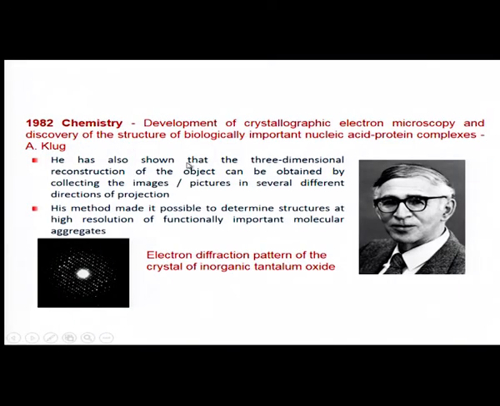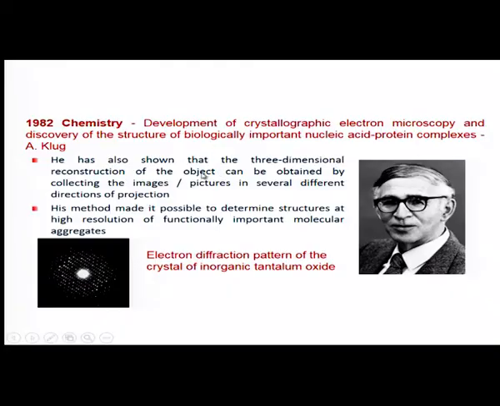The 1982 Chemistry Nobel Prize went to Dr. Klug for the development of crystallographic electron microscopy and discovery of the structure of biologically important nucleic acid protein complexes. Nucleic acid is very difficult to crystallize, protein also is very difficult to crystallize. When these two are combined, it is very difficult for crystallization. In crystallography, as we have been seeing from the beginning, we should have a single crystal which is growing in length, breadth and thickness. So, in all the 3 dimensions.